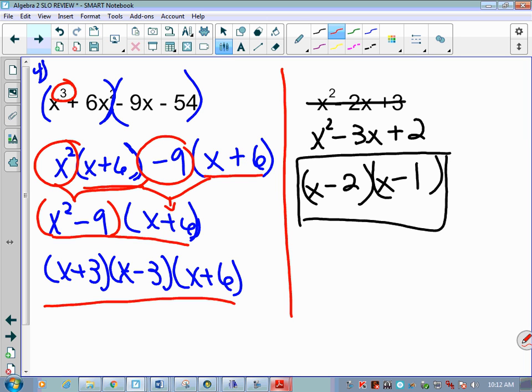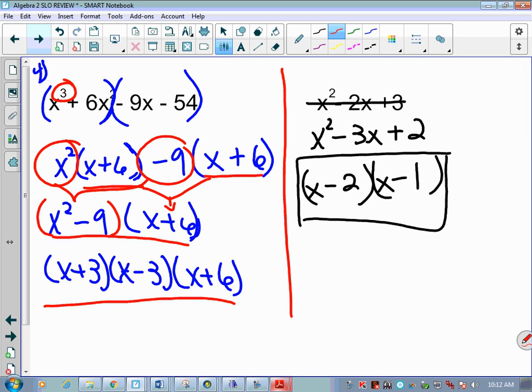X squared minus 3x plus 2, that's just a matter of factoring down, noticing that it's minus plus, so I should get minus minus, right? Because negative times negative is a positive. If I add 2 negatives together, I get a negative. The nice thing about a question like that is that 2 is a prime number, so the only numbers I can use are 2 and 1, right? And because it's negative negative, it doesn't matter which order I put them in.